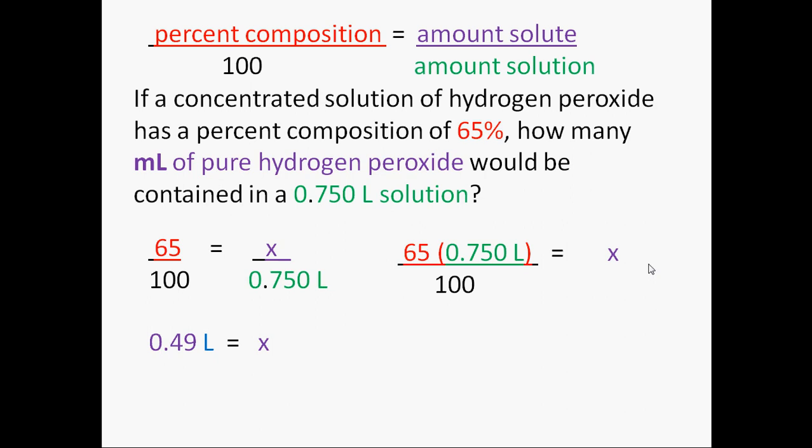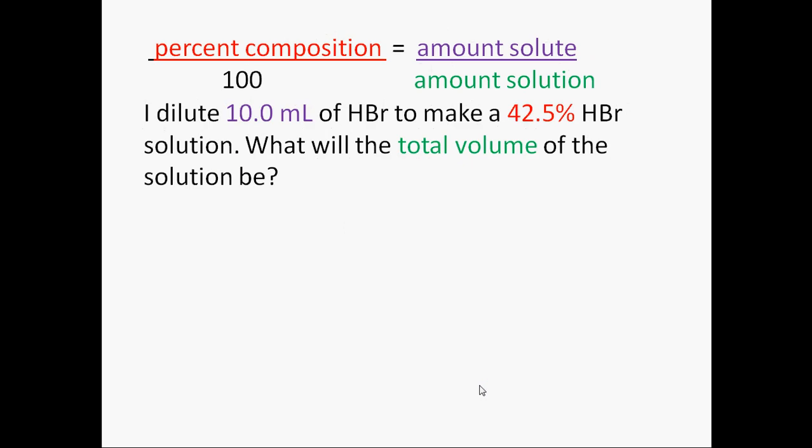Okay. Now this is a good answer, but the question asked us for milliliters, so I'm going to have to do one last unit conversion just to go from liters over to milliliters. Okay, so I put liters on the bottom, milliliters on the top. There are 1,000 milliliters equal to 1 liter. Multiply it through. So I determined that that means that there are 490 milliliters of pure hydrogen peroxide contained in my 0.750 liters of solution. Next sample problem. Okay.